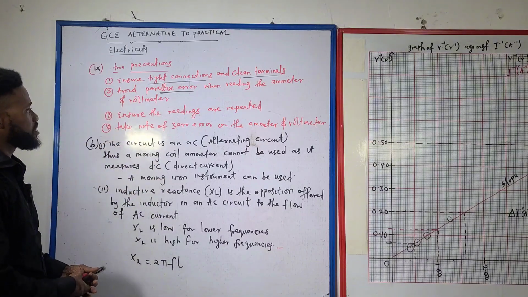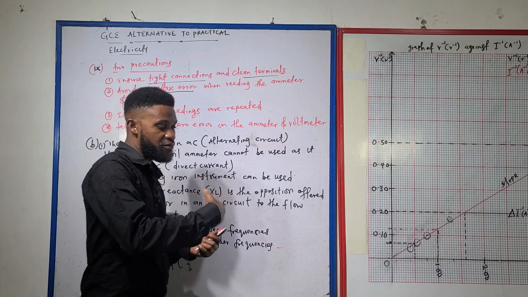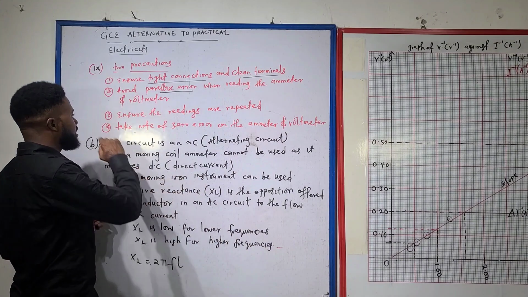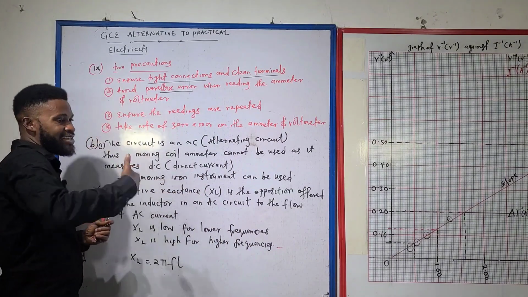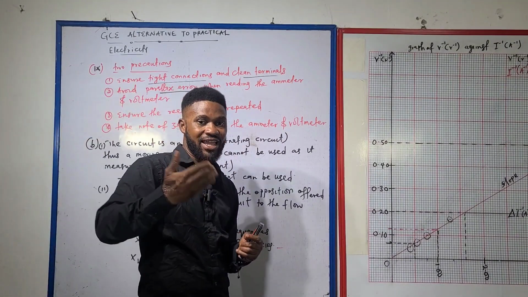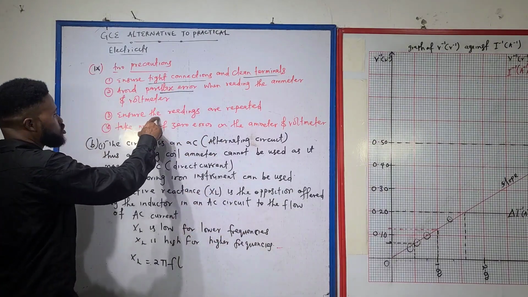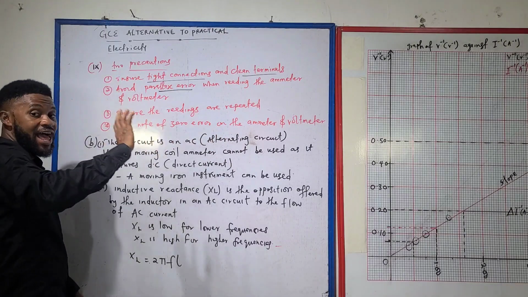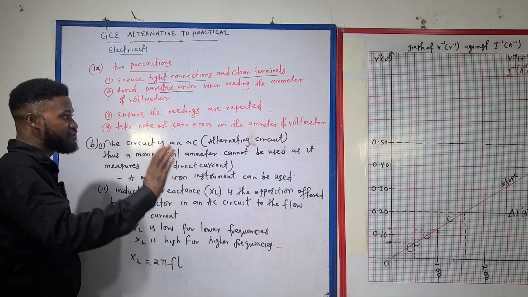Another thing is, if you look, the experiment was performed 5 times. It was repeated 5 times. The reason for that is so that we can get precise, we can get accurate values. So you ensure the readings are repeated so that you can get accurate mean values.